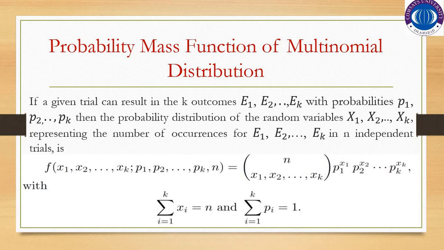Probability mass function of multinomial distribution. According to the scenario defined, the mass function of the multinomial distribution is f of x1, x2, xk, as we have k possible outcomes. So each one is associated with each possible outcome, and P1, P2, Pk is the probability. X1 is associated with P1, X2 is associated with P2, and so on, Xk is associated with Pk, and n is the total number of trials.